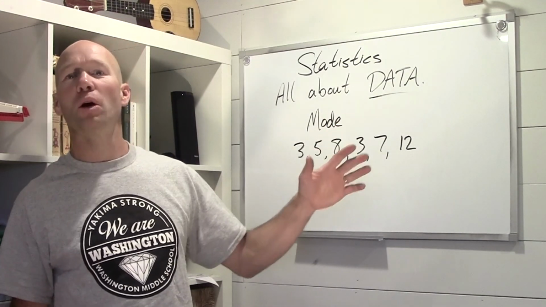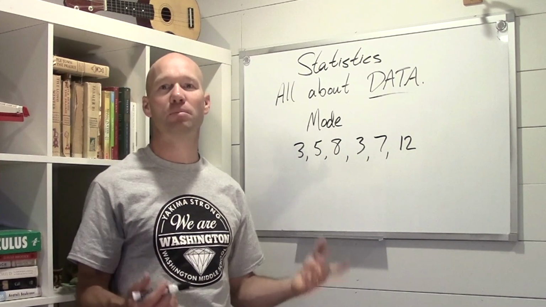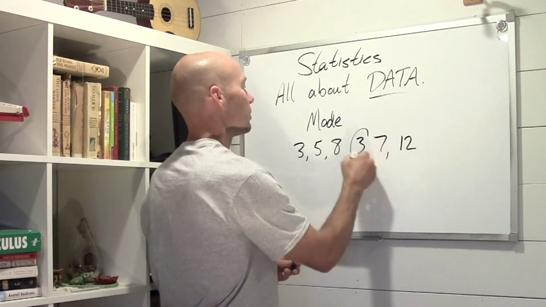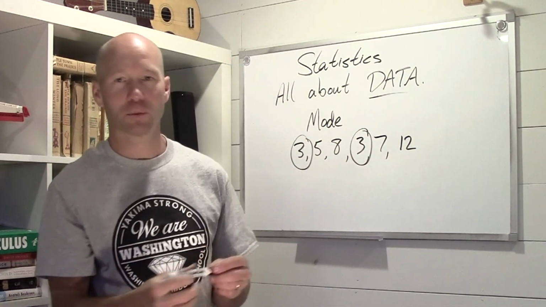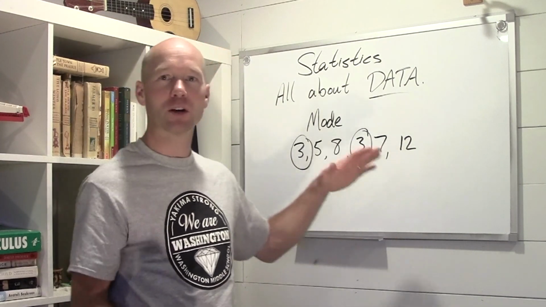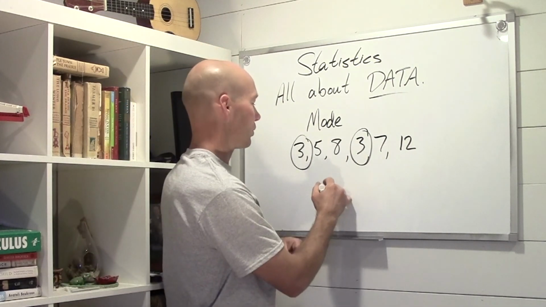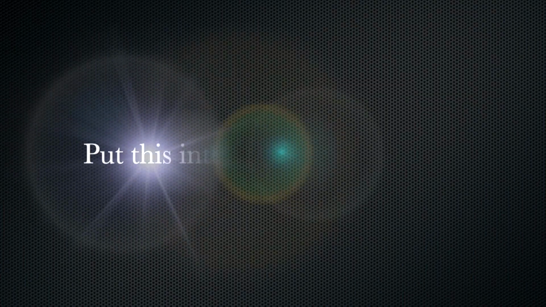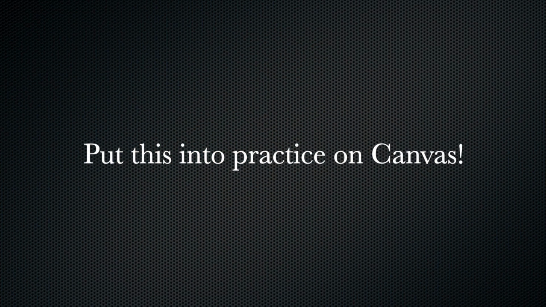Which one is the mode? Well, the mode is the one that we see the most. I have 2 neighbors that have said 3 was the number of plants they have. So the mode is going to be the one that we see the most.